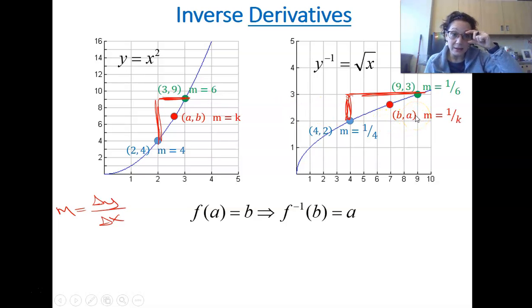What we're adding here, the calculus level, is that the slopes are now reciprocal. So if you know the slope over here, you also know the slope over here. If you know one, you know the other. Okay, are you ready to see what that looks like in calculus?